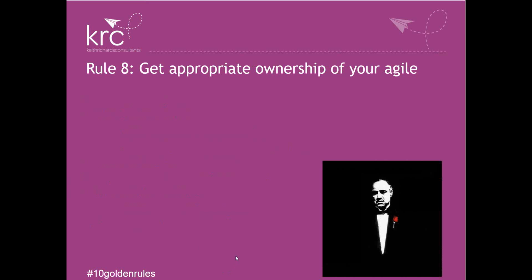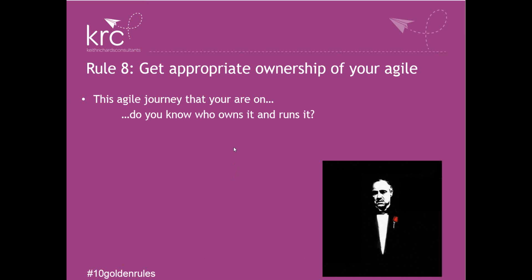Right, number 8, and again, reverse order. So principle number 8, or rule number 8, is about getting the appropriate level of ownership for your Agile. So this Agile journey that you're on, I've got a couple of questions coming up for you. So have a little think about this. My first question for you is, this Agile journey, which might be a small thing, a few ideas, or a massive change, do you know who actually owns it and runs it at your organisation?